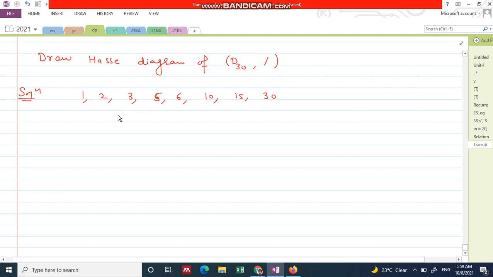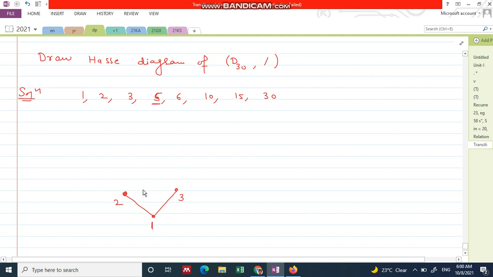Okay. Now 1 we write here. Is there any relationship between 1 and 2? Yes, 1 divides 2. Is there any relationship between 1 and 3? Yes, 1 divides 3. There is no relationship between 2 and 3 because 2 does not divide 3. The next element is 5. But in the hierarchy, where should this 5 come?